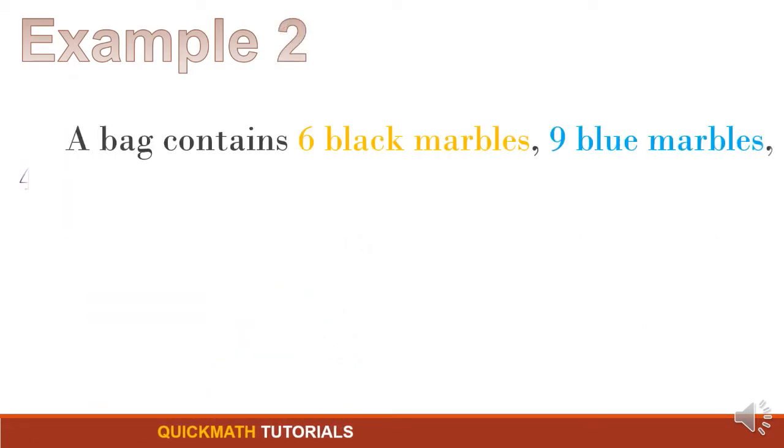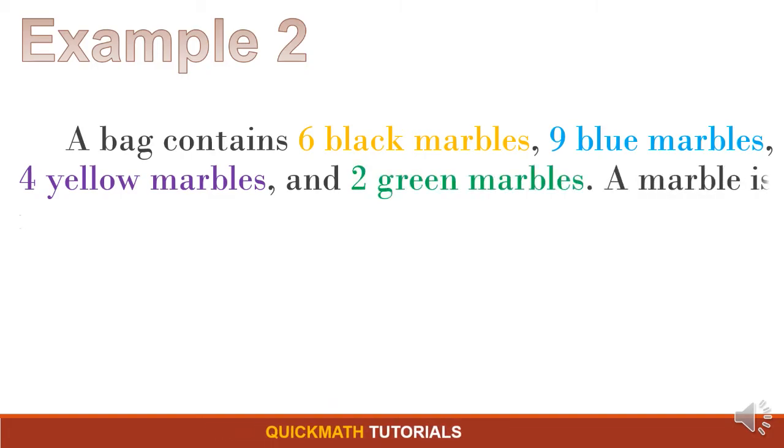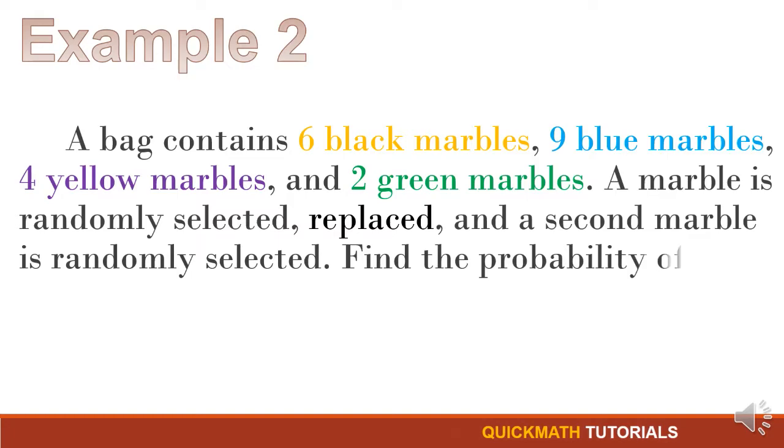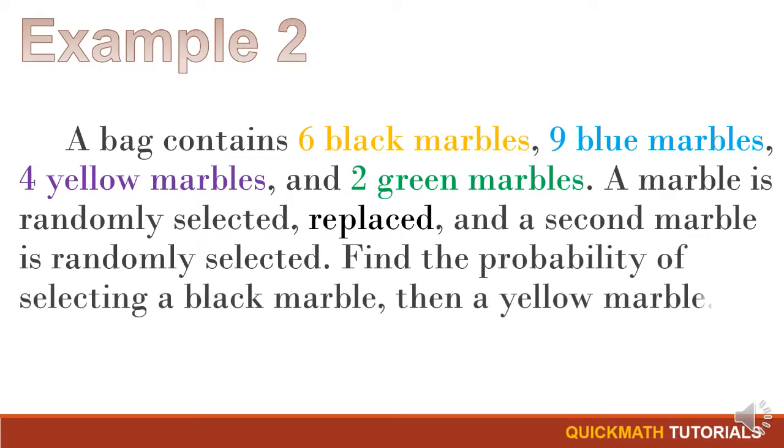For our second example, we will solve this problem. A bag contains 6 black marbles, 9 blue marbles, 4 yellow marbles, and 2 green marbles. A marble is randomly selected, replaced, and a second marble is randomly selected. Find the probability of selecting a black marble, then a yellow marble.